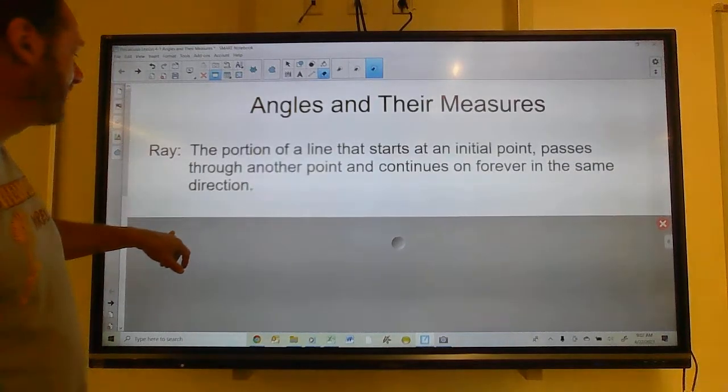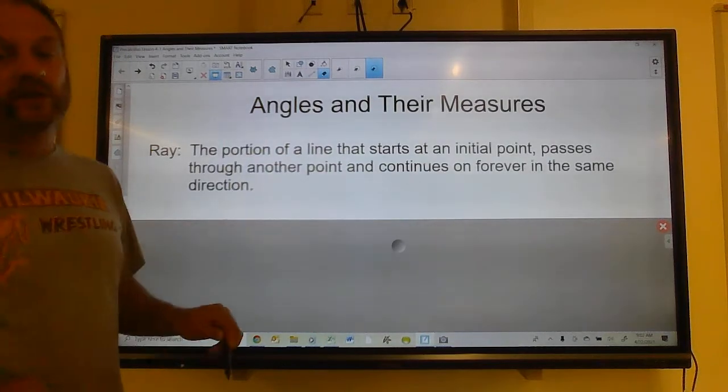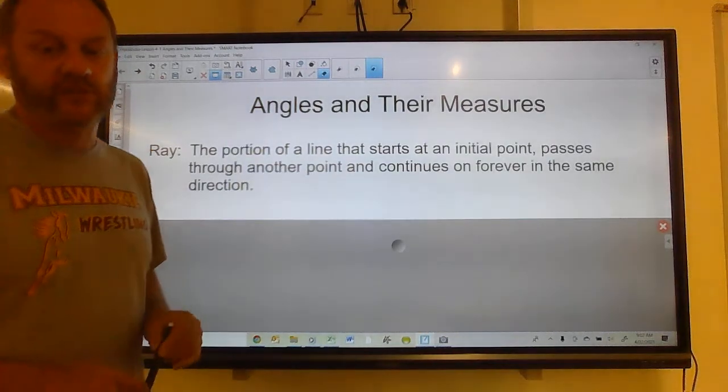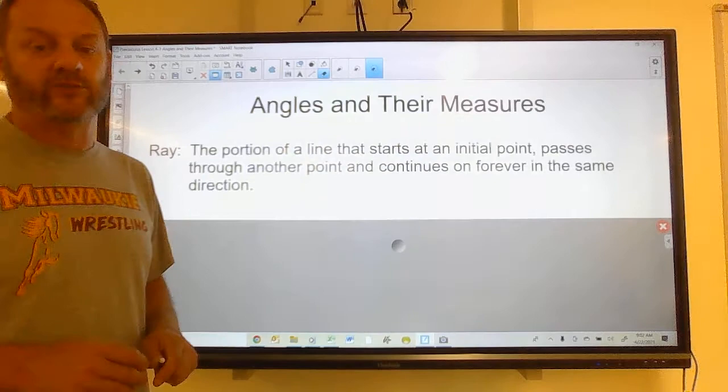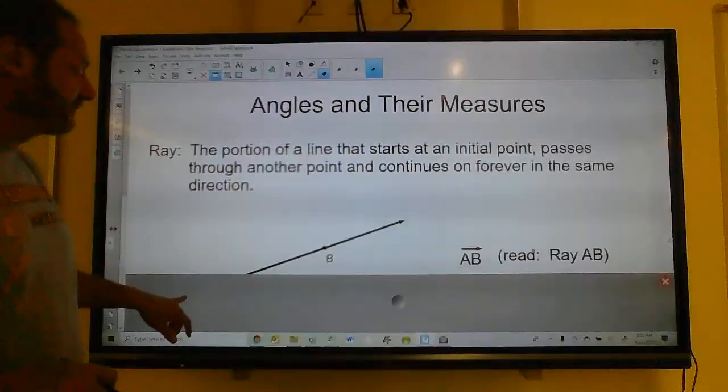Before we talk about an angle, we're going to talk about what a ray is. This should be a review from geometry. A ray is the portion of a line that starts at an initial point and passes through another point and continues on forever in the same direction. It's just like a ray of sunlight.